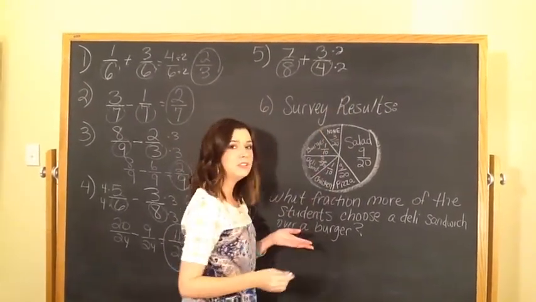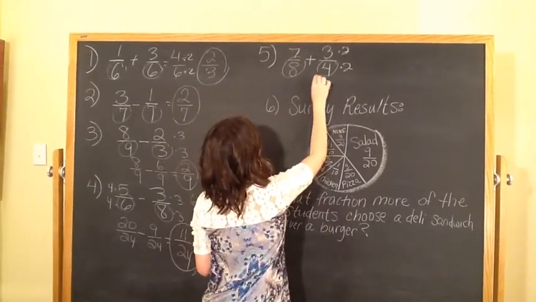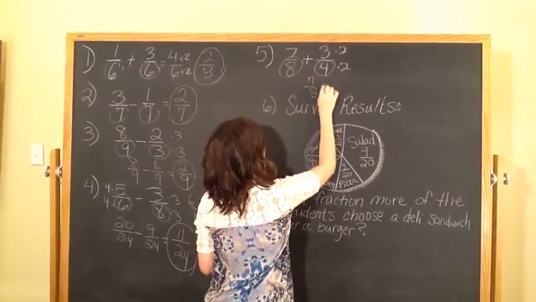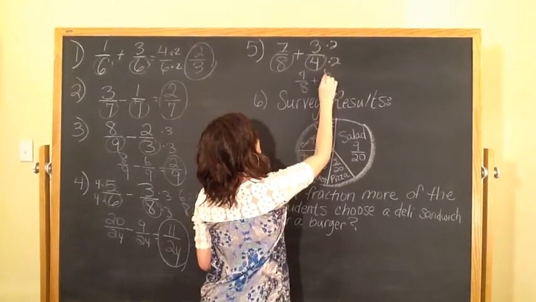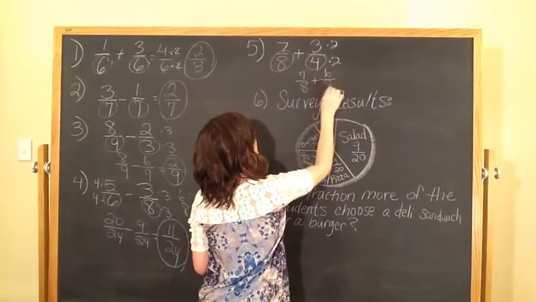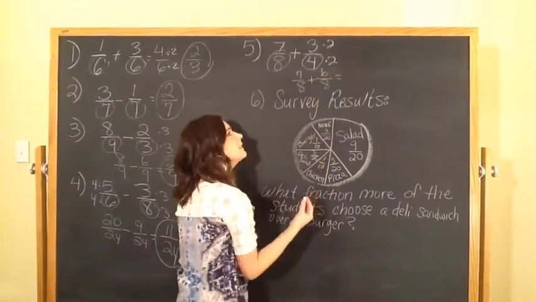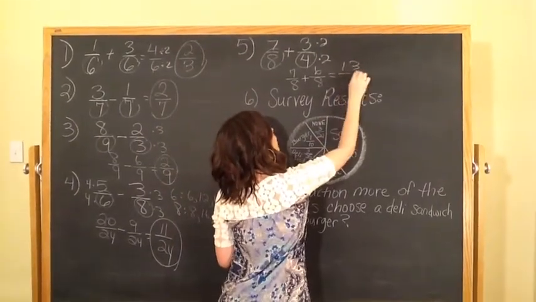So I'm going to rewrite to avoid mistakes. So we have 7/8 plus 3 times 2 gives you 6 over 4 times 2 gives you 8. So 7 plus 6 is going to leave you with 13 over 8.